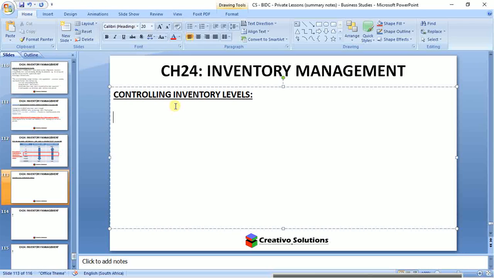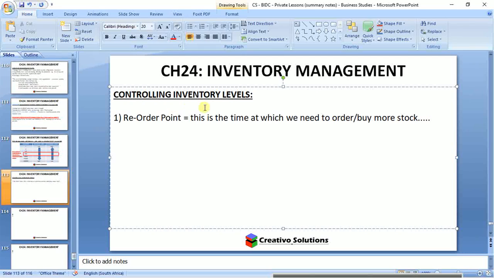So put a heading, reorder points, or subheading, number one. Reorder points. Okay, what does the reorder point look at? This is the time at which we need to order or buy more stock. Dot, dot, dot. That's what we're looking at. Right, so a reorder point, it's the timing. Okay, it's the when. Let's write that down. When do we buy more?